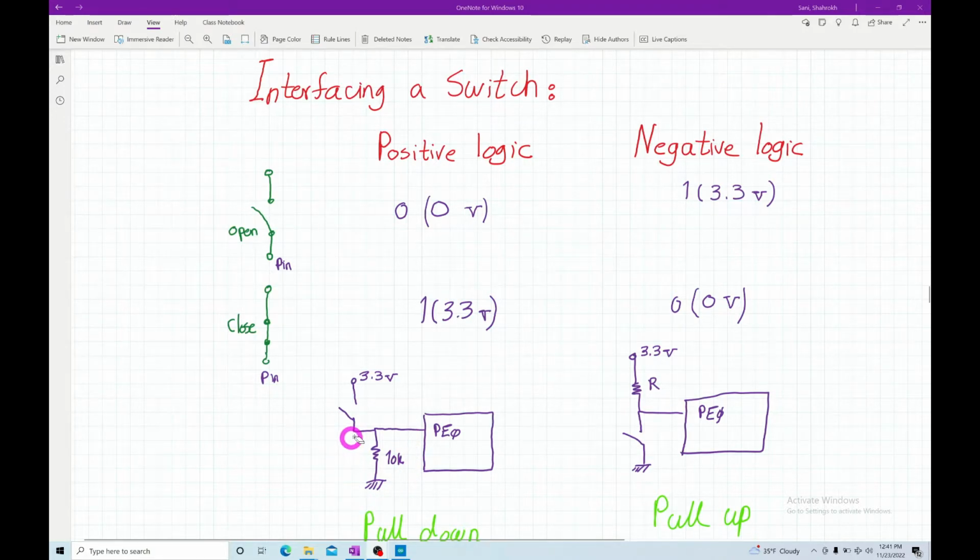This is the other term for this implementation of the positive logic. We call that pull down. What's the meaning of pull down? Somehow you implement the positive logic there. It means this is down technically, so this is 0 volt. In the normal case, whenever you don't push the switch, this is down. Whenever you push the switch, it changes to 1, which is exactly the implementation of the positive logic that you see here.